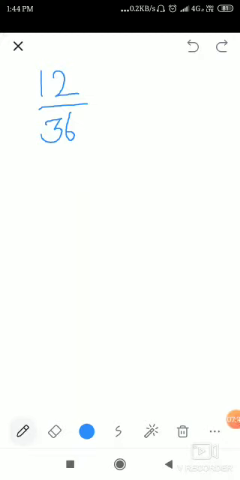So this is your standard form of minus 48 by 84. Next, reduce to the standard form 12 by 36. How to find the standard form of 12 by 36? You have to convert it into standard form. So what to do first?